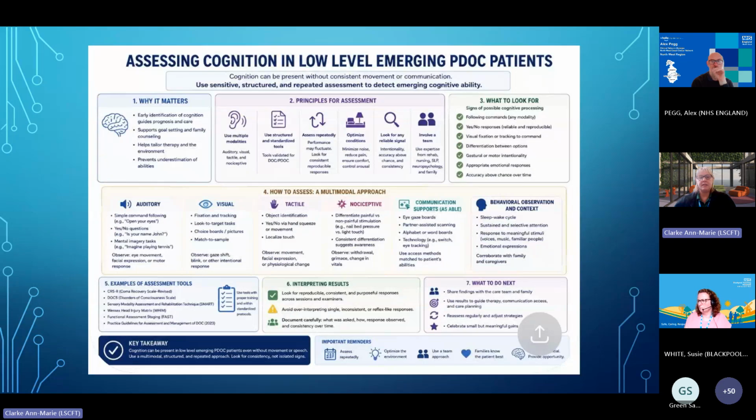Again, I've put that together in a little bit of a poster. There's a takeaway as to what you might want to look at from an assessment and what things you might use during those assessments.